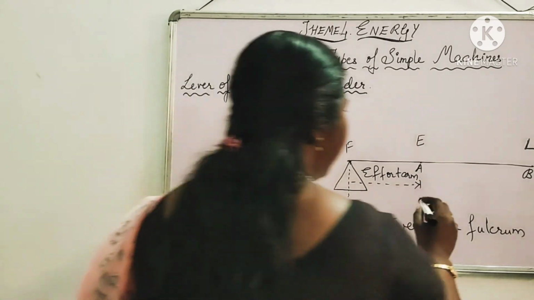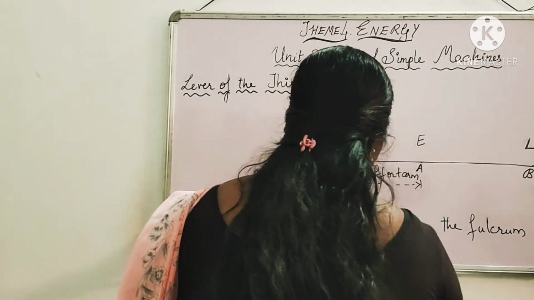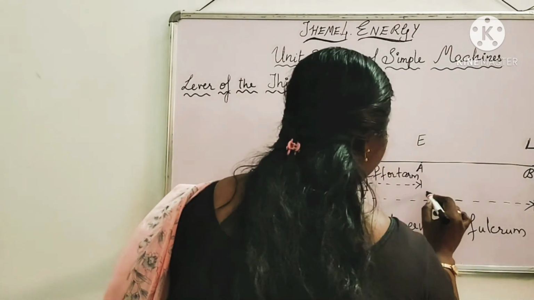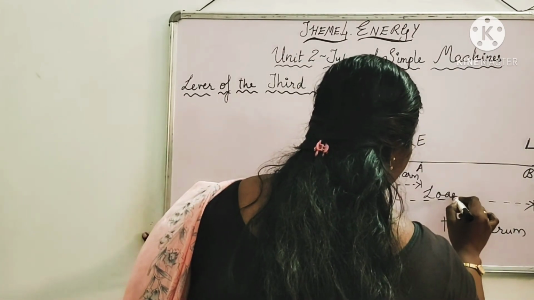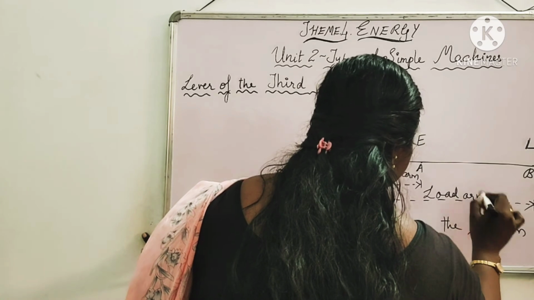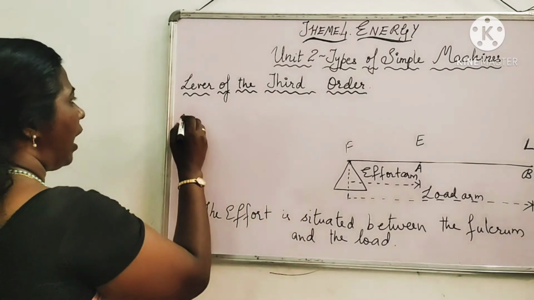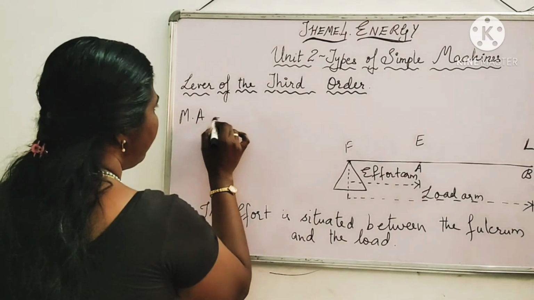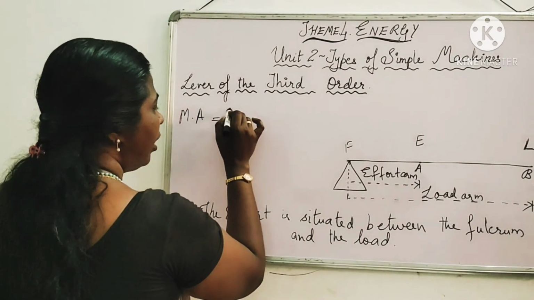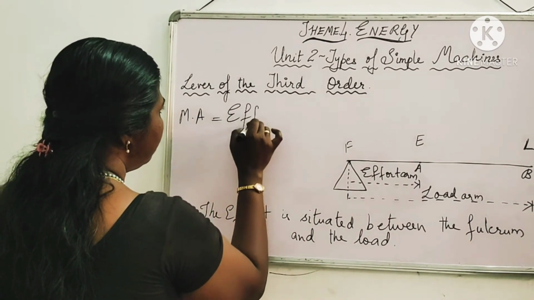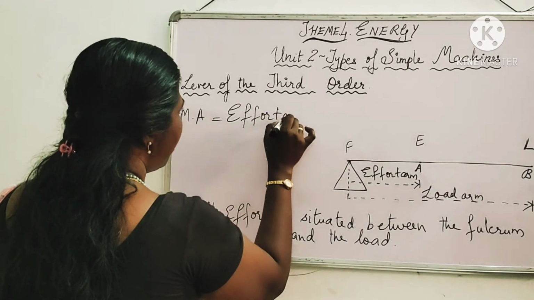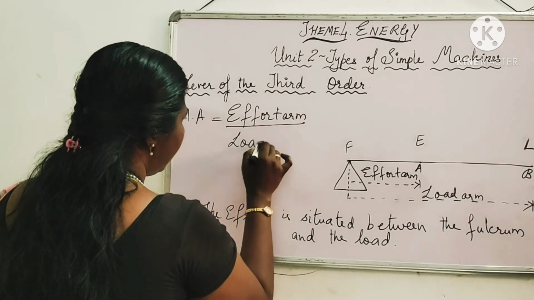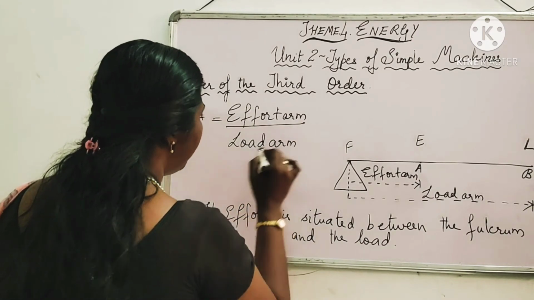Okay. And from here, it will be the load arm. Yes, this is the load arm. The load arm is larger. So from this, we are having the mechanical advantage that we learned previously. What was the formula? Effort arm upon the load arm. Yes, this was the formula.